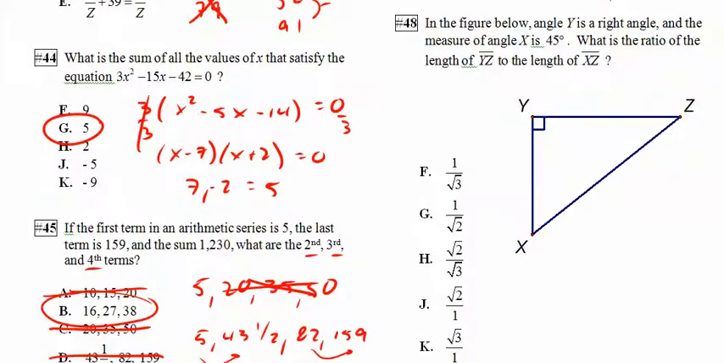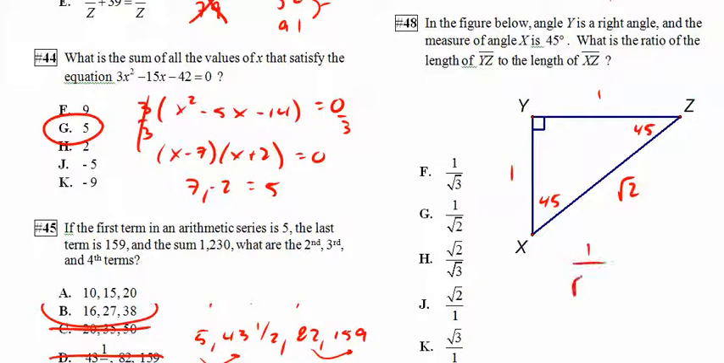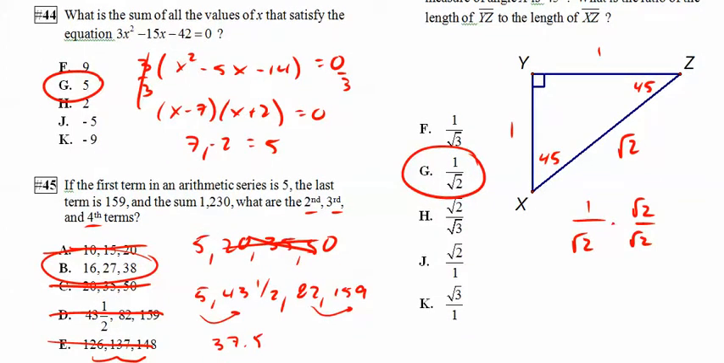In the figure below, angle Y is a right angle, and the measure of angle X is 45. So we have a 45, 45, 90. What's the ratio of the length of YZ to the length of XZ? So how this works, if we had 1 here, we'd have root 2 here, 1 here. So it'd be 1 over root 2, which any good math student would rationalize. But I look over here and I see that it's just sitting right there. So they decided not to rationalize it. I'm shocked. But that was smart of me to look at the answer key first.